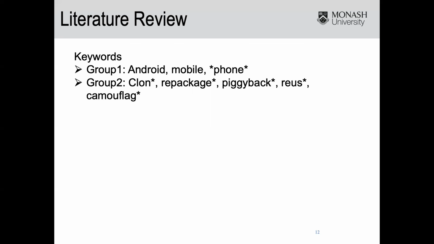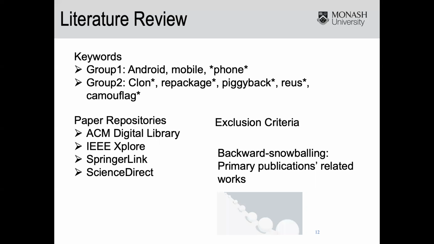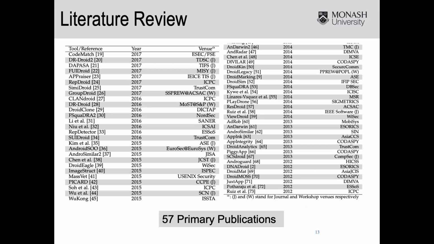And in this work, the keywords we used are in two groups. We make sure that at least one keyword in each group appears in the primary publication papers when we're doing the search. And the repositories we use are these four ones. And we do apply some exclusion criteria, and we did a backward snowballing in this work. And based on this approach, we eventually identified 57 primary publications ranging from 2012 to 2017.